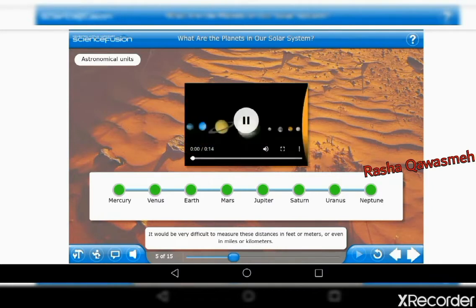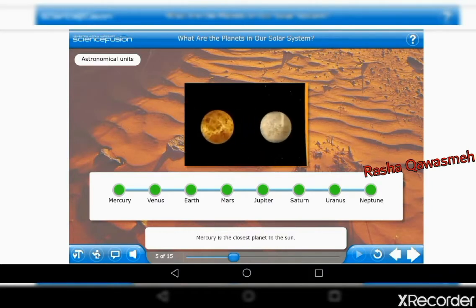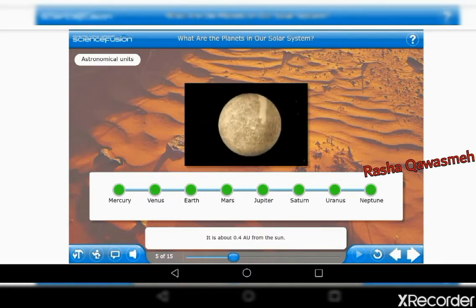We will start from Mercury. Mercury is the closest planet to the sun. It is about 0.4 AU from the sun. It is also the smallest planet, about the size of Earth's moon. Smallest planet and closest planet to the sun.